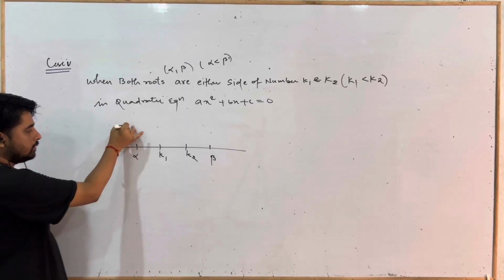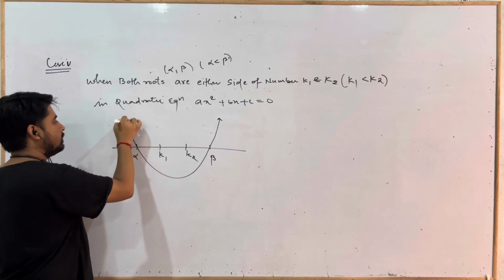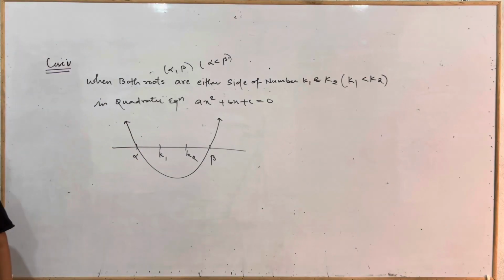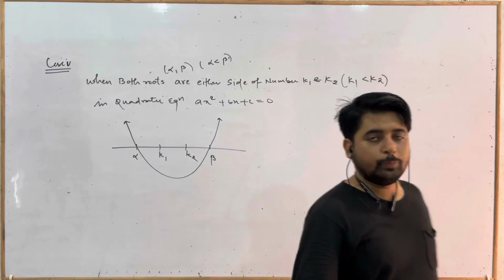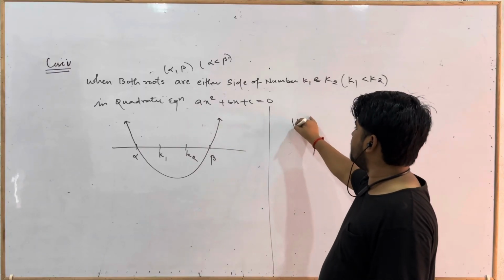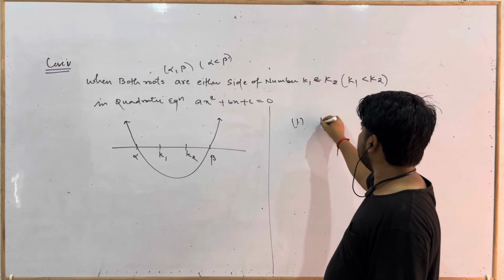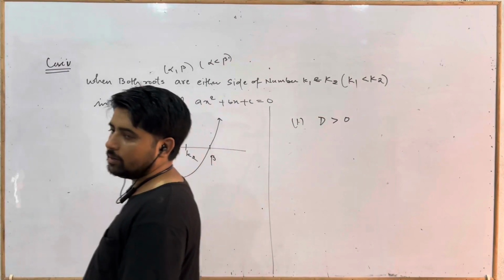Okay, and the graph is going this way. Okay, right? Now according to the graph I am going to write the conditions. So the very first condition is what? D is greater than 0.